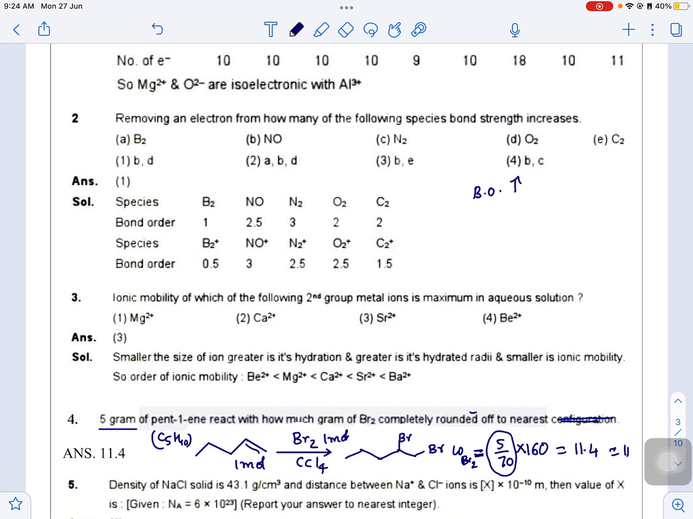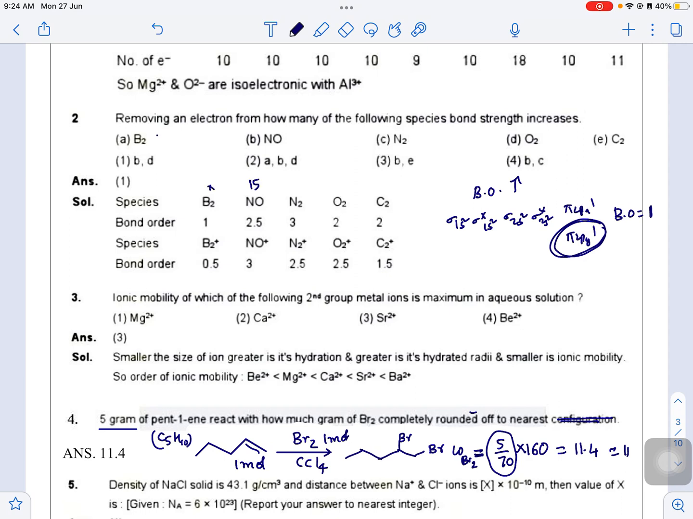For example, if you take B2, it is sigma 1s2, sigma star 1s2, sigma 2s2, sigma star 2s2, pi 2px1, pi 2py1. Here bond order is 1, that is number of bonding electrons minus anti-bonding electrons upon 2. So when we remove one electron, the electron is removed from a bonding molecular orbital. So bond order is decreased by half here.